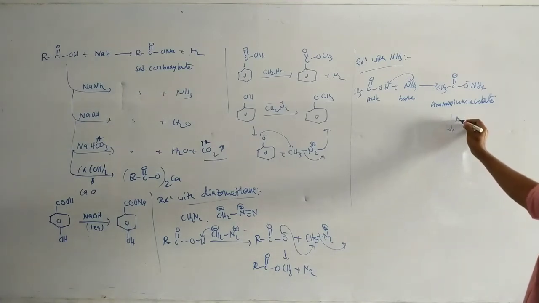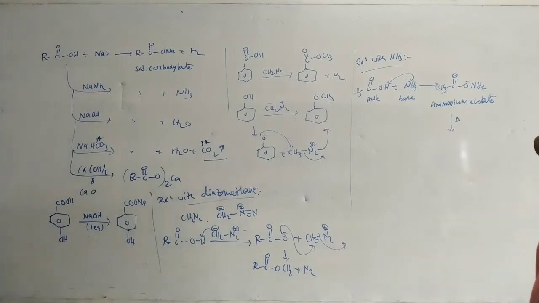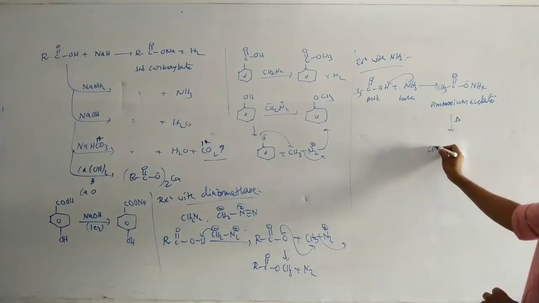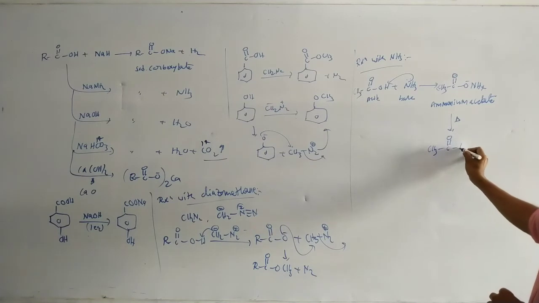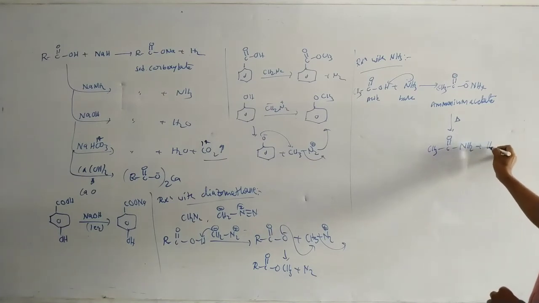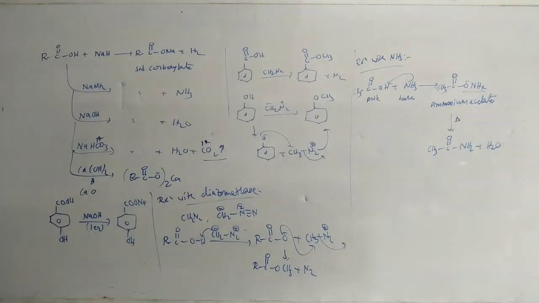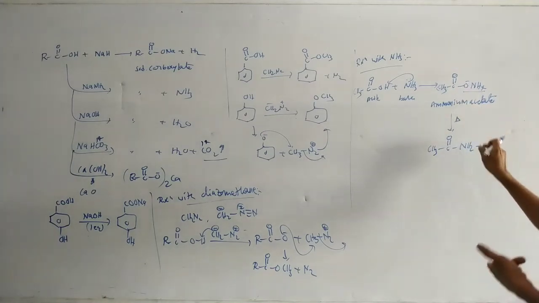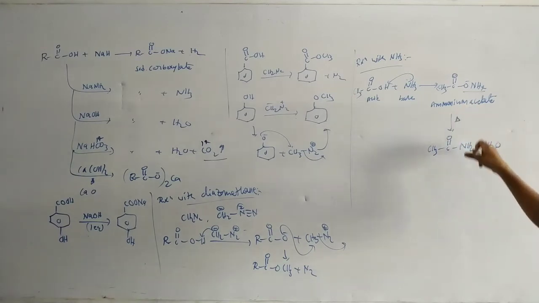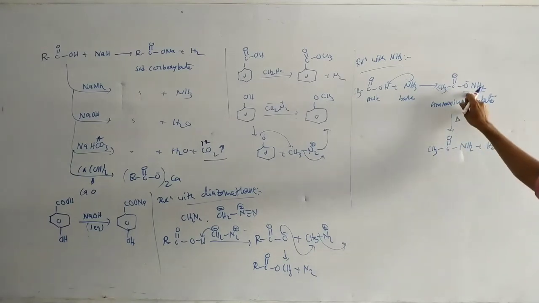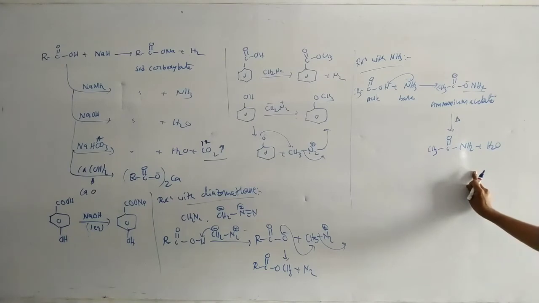This ammonium acetate on further heating undergoes loss of a water molecule, giving the amide, CONH2, plus water. So with ammonia we first get ammonium acetate, followed by heating to get the amide. It is a two-step reaction: at room temperature, just salt formation, and further heating gives the amide.